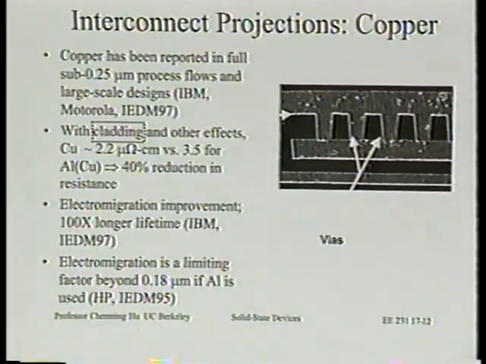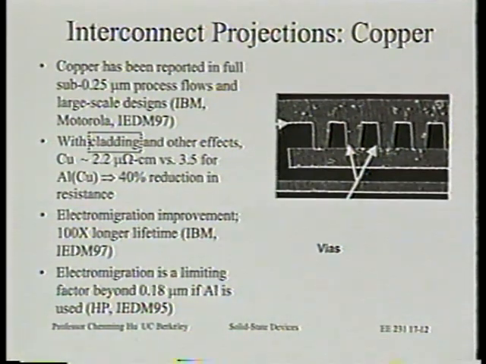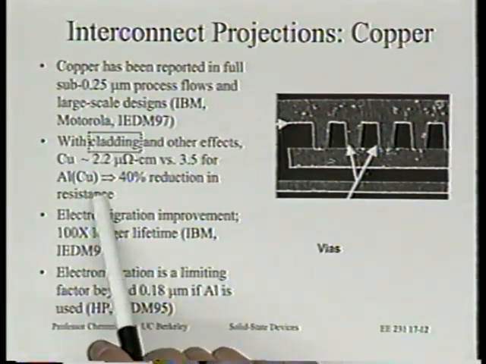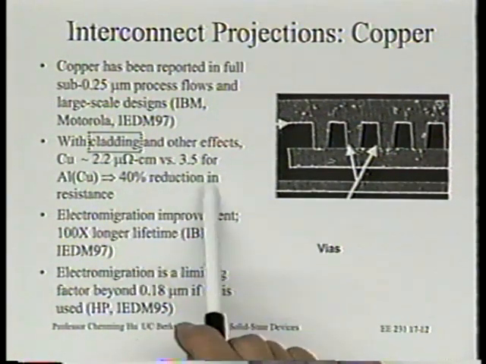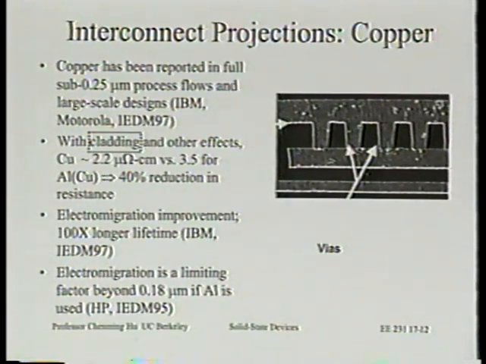That plot did mention copper, so let me just point out: copper is finally happening, just beginning. UMC is beginning to offer 0.13 micron copper. IBM was the first one to use copper in production. So aluminum is replaced with copper. As a result, electromigration significantly improved, and the resistance is also improved. There's a 40% reduction in resistance simply because copper has lower resistivity compared to aluminum. All right? So copper is one thing.